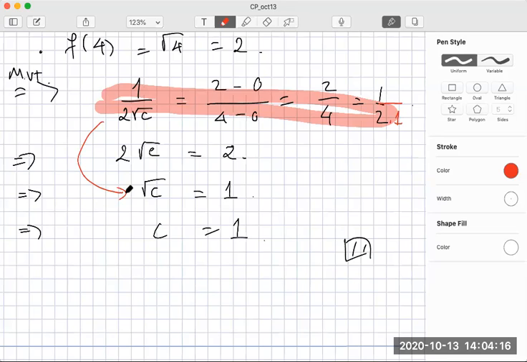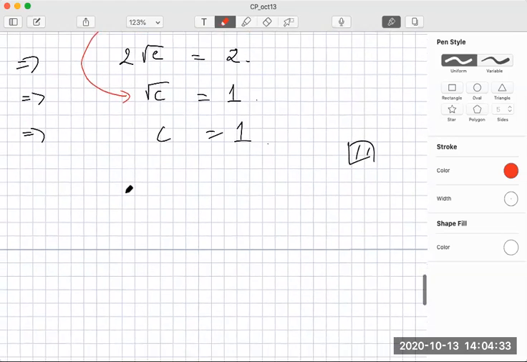Okay, that's it for this type of problem. So very good. Now, let us play with this example. One more.